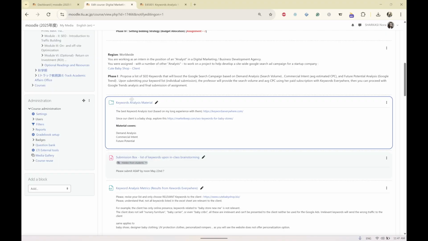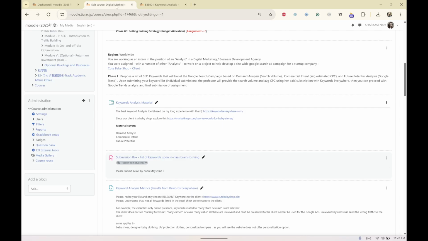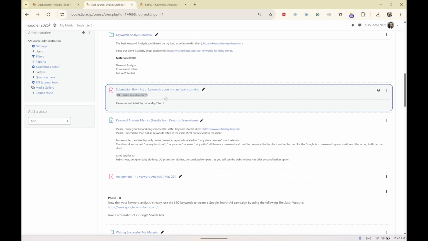On Moodle, you will find some material. We covered this in class: the positioning and value proposition. That's very important to understand marketing. And then we also had a practical workshop in class, some brainstorming for keywords analysis, and you submitted some of your keywords analysis.